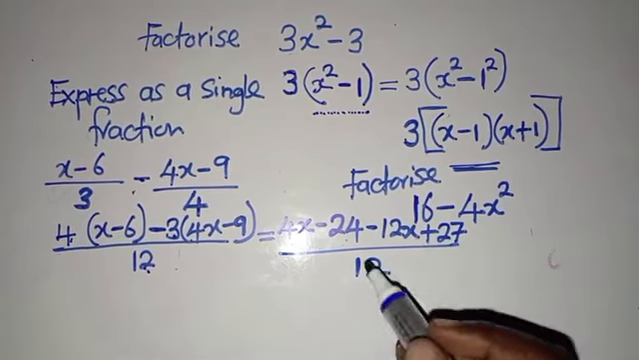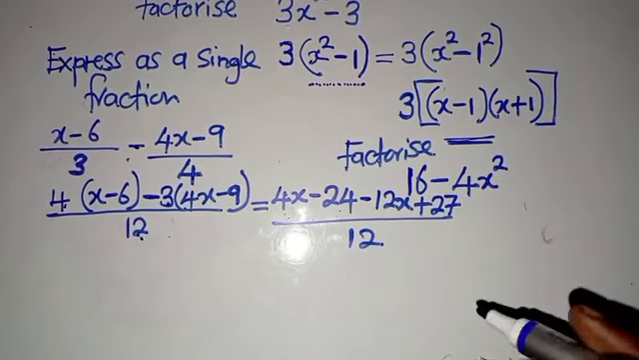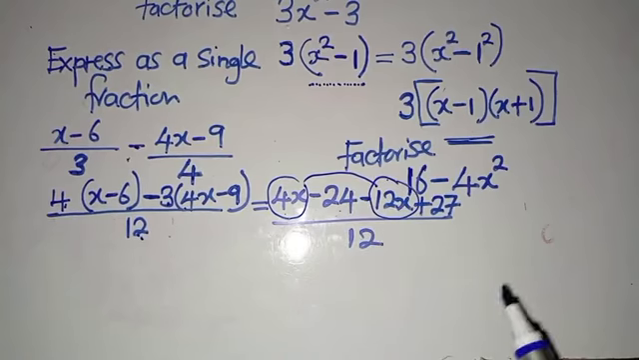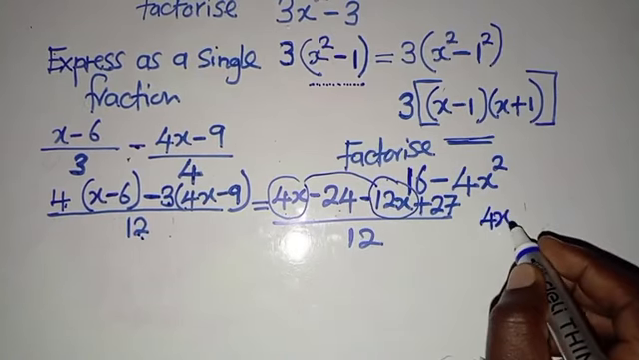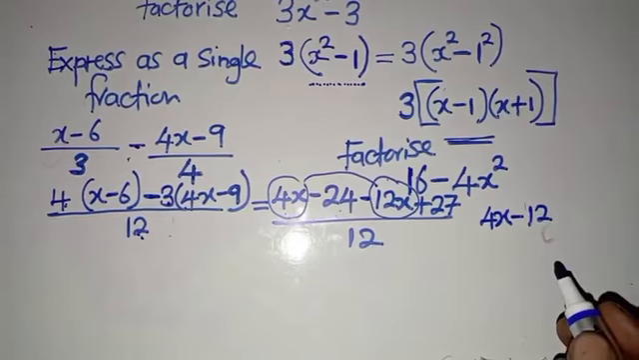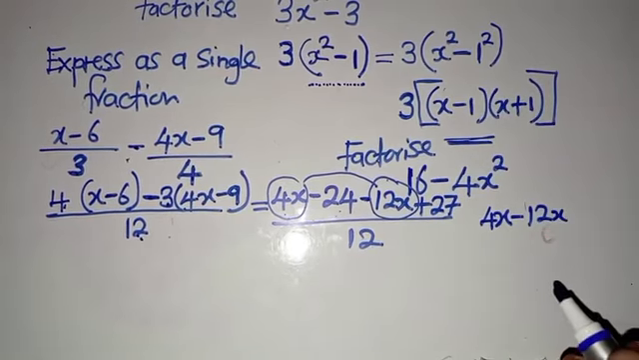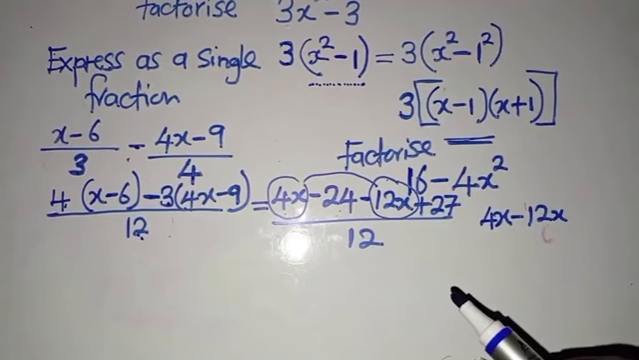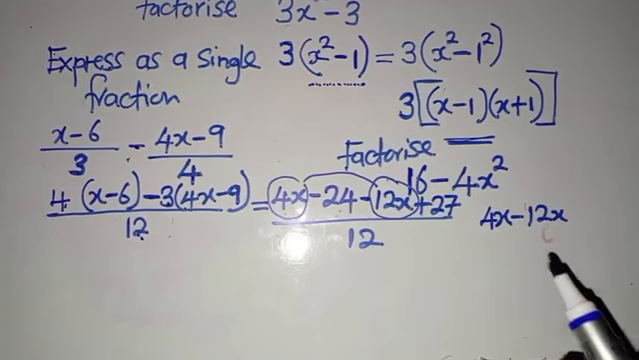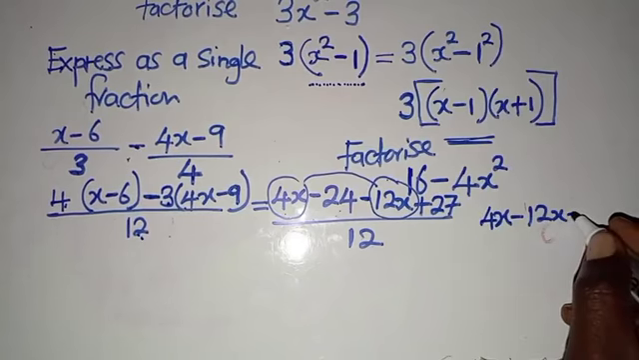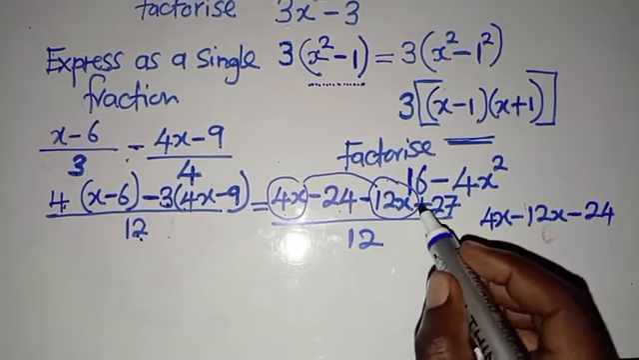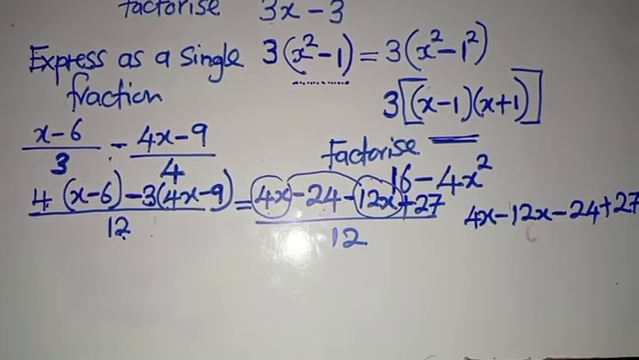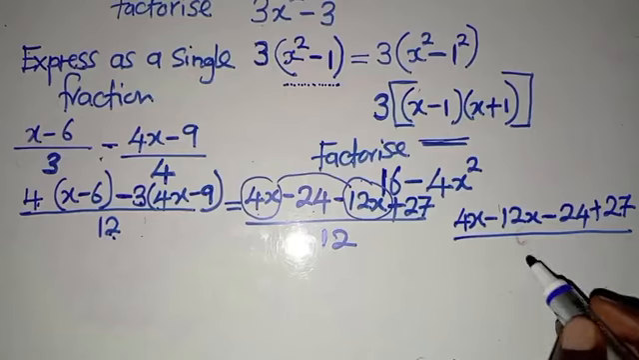From here, we are supposed to group the like terms together. This 4x will go with that 12x that is there, so we are going to have 4x minus 12x. Nothing is changing here. There is no equal sign there, so everything will still be maintained. I get negative 24 there, then plus 27. What answer am I going to get over 12?